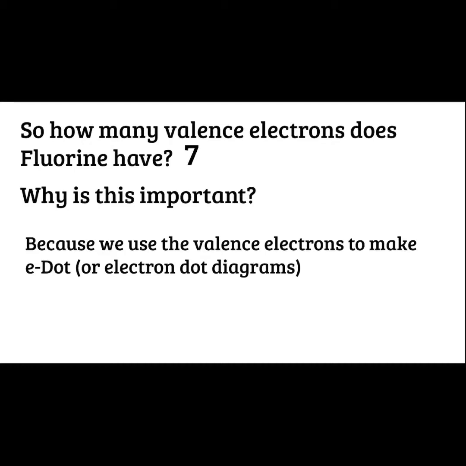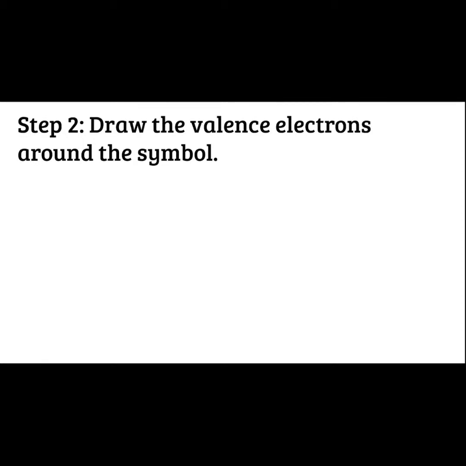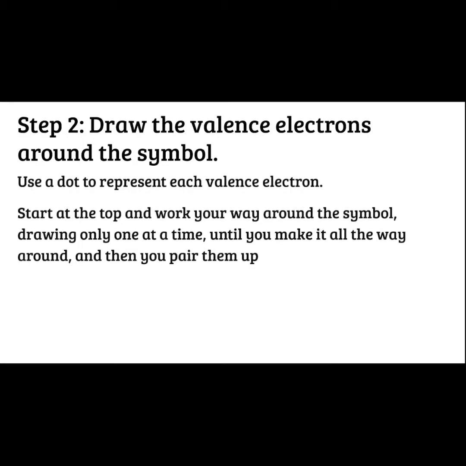We can use valence electrons to make an electron dot diagram. So we start with writing the atomic symbol, like this, and then we draw the valence electrons around the symbol. Use a dot to represent each valence electron. Start at the top and work your way around the symbol, drawing only one dot at a time until you make it all the way around, and then you can start pairing them up.